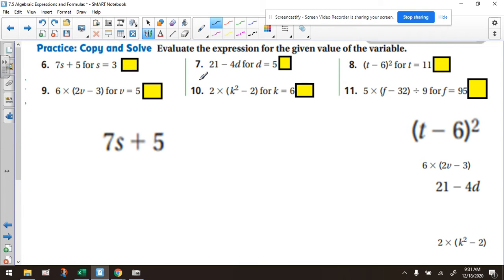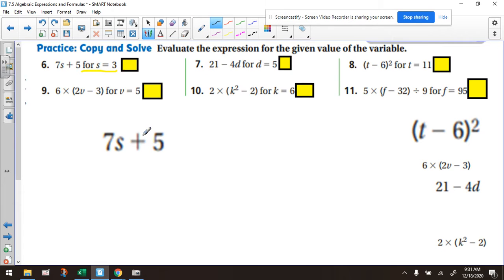So one of the things I don't like about this Go Math series is I wish they would put this 4s equals 3 on another line, because later on we're going to be learning about equations, and that almost looks like an equation. If you didn't see that word "for" in there, then you might get mixed up. So step 1 is to write the expression. Step 2 is to substitute in the value.